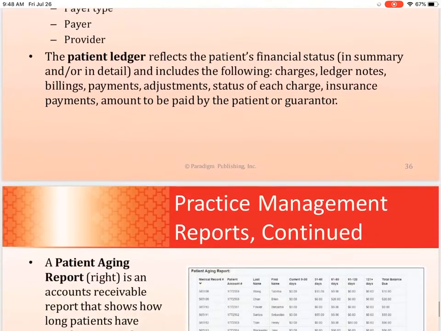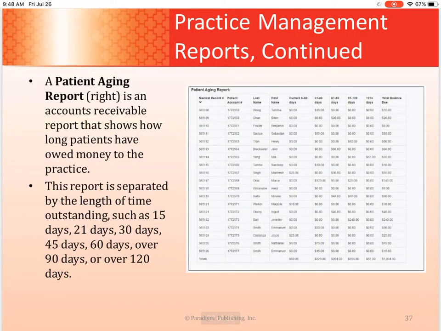Then we have a patient aging report. Patient aging report is an accounts receivable report that shows how long patients have owed money to the practice. A provider's practice may use this report to follow up with patients regarding payment for past due balances. This report is separated by the length of time outstanding, such as 15 days, 21 days, 30 days, 45 days, 60 days, over 90 days, or over 120 days. A typical report for aging is shown in figure 9.2 on page 258.